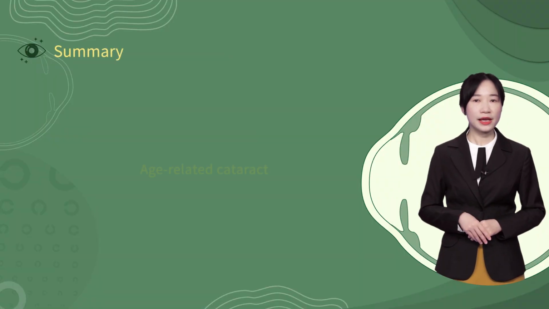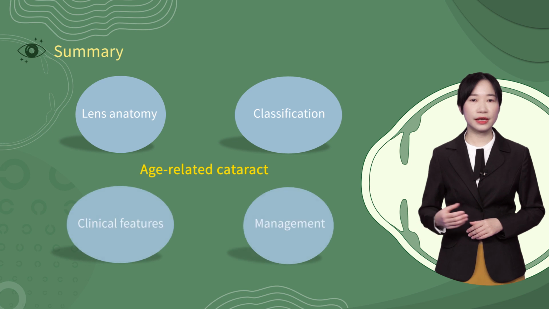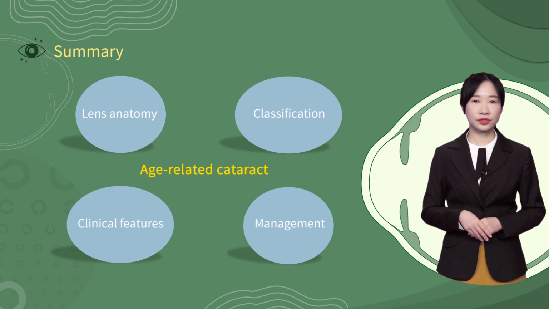In summary, age-related cataract is the opacity of the lens with increasing age. It can be divided into cortical, nuclear sclerotic, and posterior subcapsular cataract. Besides impaired vision, patients may also complain of changes in perception of colors and visual quality. No medications can reverse lens opacity. Surgery is the only effective treatment for cataract.